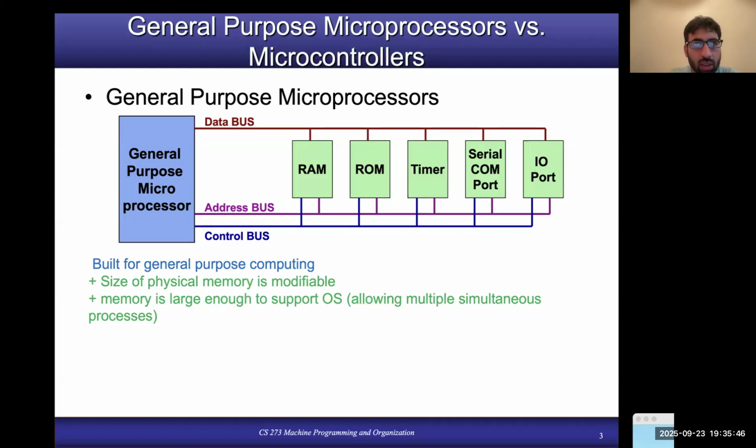For example, computers built using a general purpose microprocessor have external memory, both ROM and RAM, both external to the microprocessor, and the size of the physical memory is modifiable. It depends upon your application or requirement what size of memory you are going to interface with your microprocessor. As long as the size of the memory is within the addressable range, you can select any size.